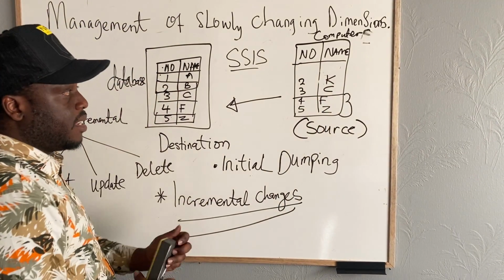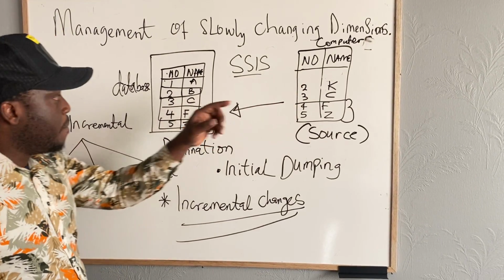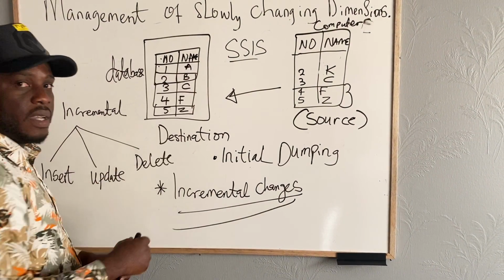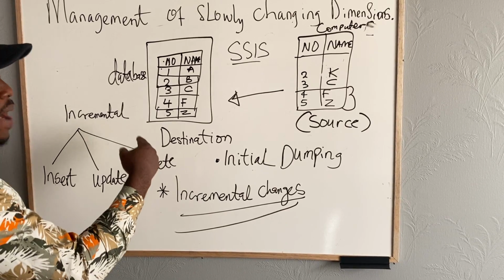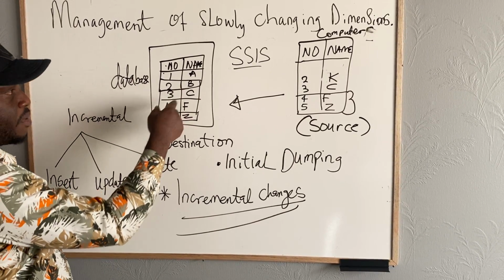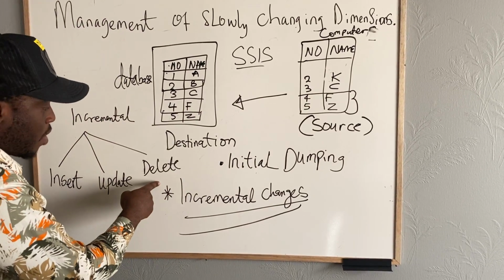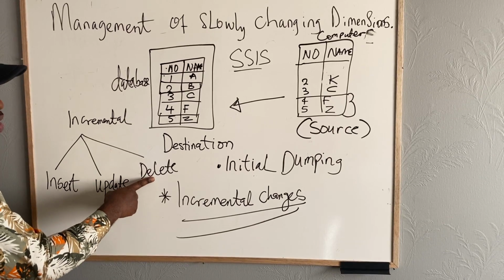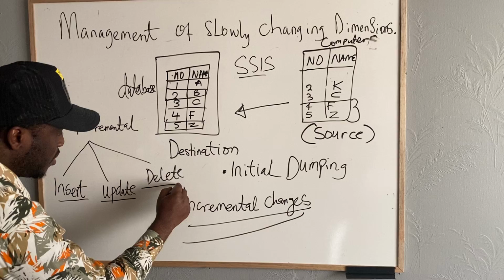So you find that in the source, that record doesn't exist anymore. But in your database, you have this information still existing. Now the question is, how do I update my database to reflect that someone has deleted? That is what we call the delete management of slowly changing dimension. So you find out that these are the key important 3 things we do.